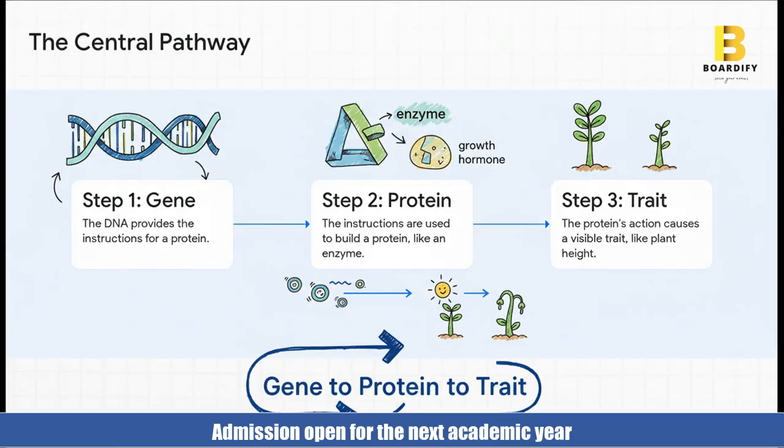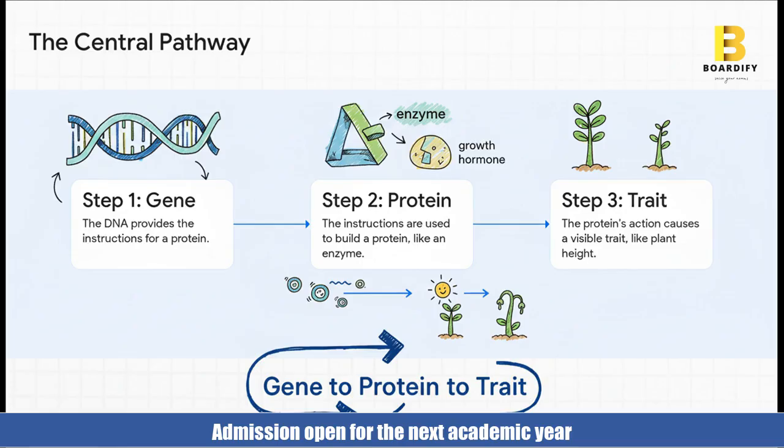So here's the simple pathway from code to reality. Step 1, you have the gene, which is the DNA instruction. Step 2, your cell reads that instruction to build a protein, maybe an enzyme. And step 3, that protein does a job that results in a trait.